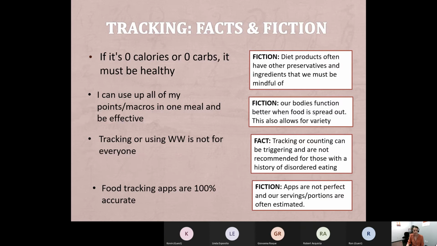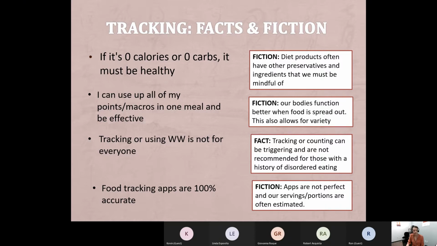So tracking facts or fiction. If it's 0 calories or 0 carbs or 0 points, it must be healthy. Fiction. So diet products like diet sodas definitely have other preservatives in them that we must be mindful of. I can use all of my points or macros in one meal and still be effective. Definitely fiction. Our bodies function better when everything's spread out. And this also allows for variety. So you wouldn't want to use all your points in one meal. You want to spread them out.